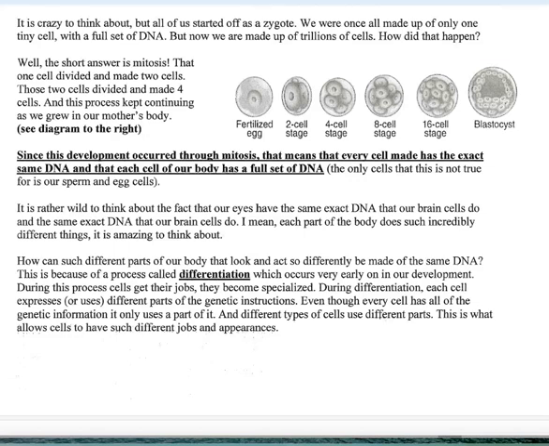Since this development occurred through mitosis, that means that every cell made has the exact same DNA, and that each cell of our body has a full set of DNA. The only cells that this is not true for is the sperm and egg cell. So every cell in our body, every single one of our trillion cells, has exactly the same DNA. So it's kind of wild to think about the fact that our eyes have the exact same DNA as our brain cells do.